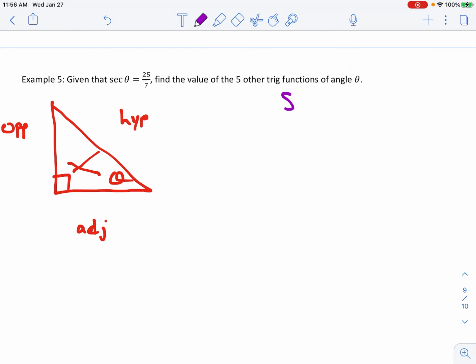Let's go ahead and write down our little cheat sheet, SOH-CAH-TOA.